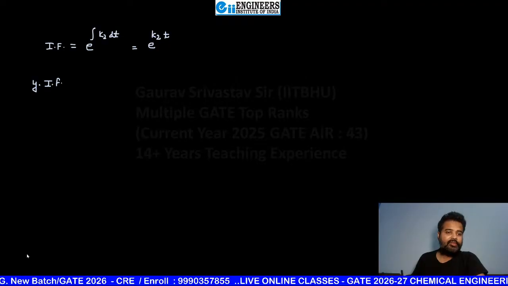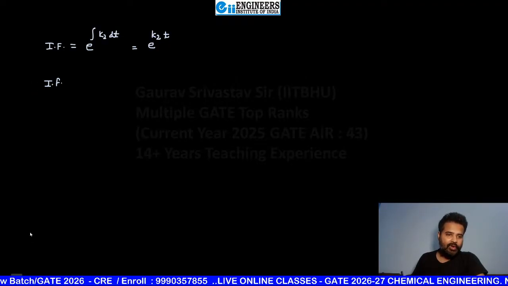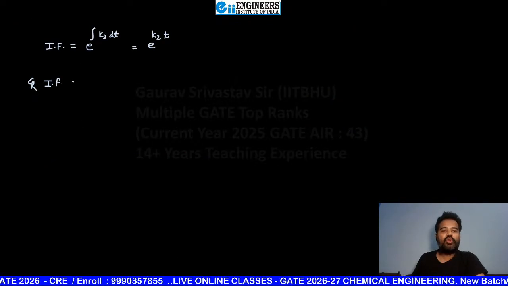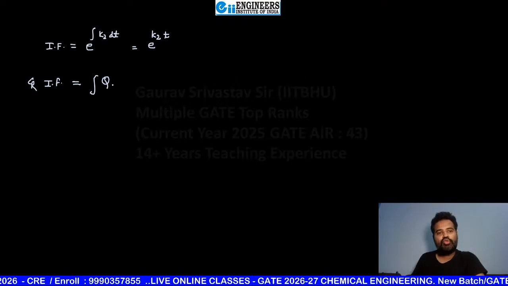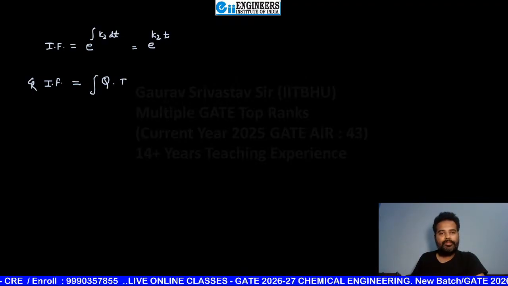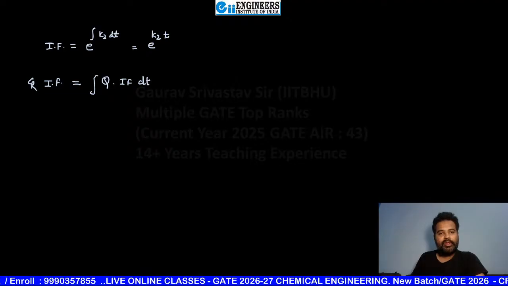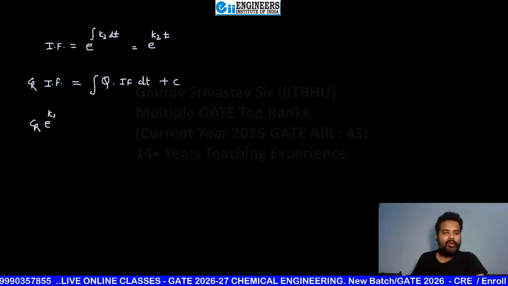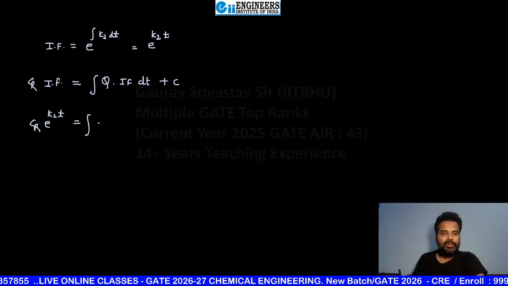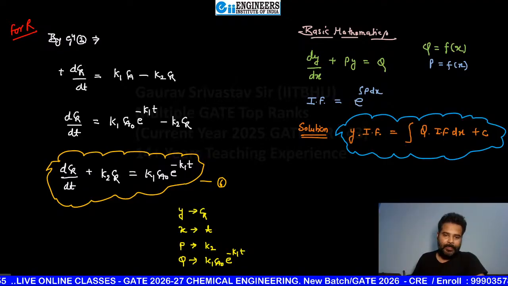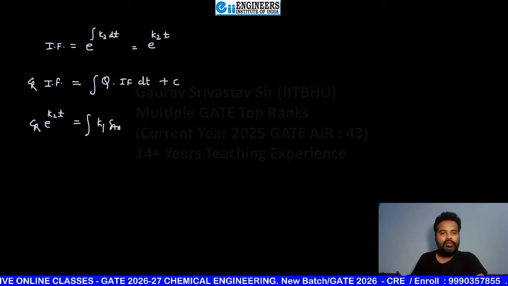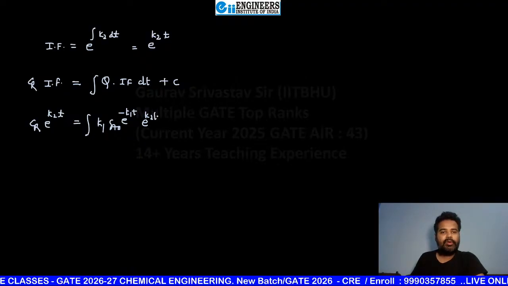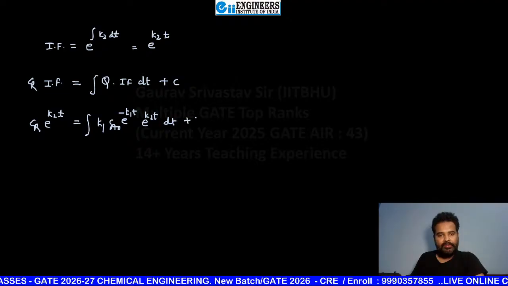But here we have in place of y, just see your equation beta, you have CR. So here you can write CR into IF, and that equals integration of Q into IF dx. So dx is dt here, plus C. So here IF is e raised to power K2T, and Q was K1 Ca naught e raised to power minus K1T. What is IF? IF is e raised to power K2T, into dt plus C.